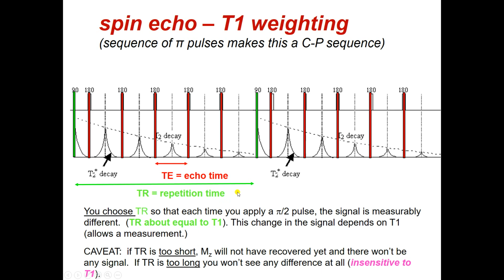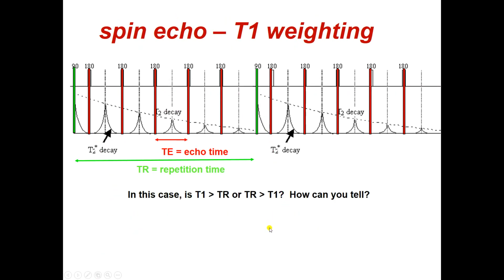In the same way, if TR is way too short, you have a very short repetition time, Mz will not have recovered, there won't be any signal left. This was called full saturation. If the TR is too long, you don't see any difference at all, and then you're not actually measuring T1. You need a TR time that's about equal to T1.